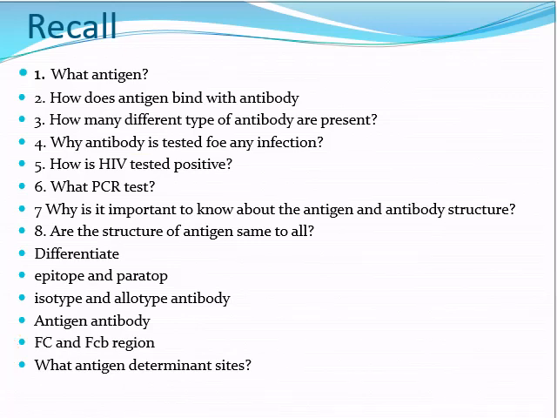Okay, so with this I would like to end. I hope this will help you to understand the different types of antibody, their structure, and how they participate in the reaction. Thank you.